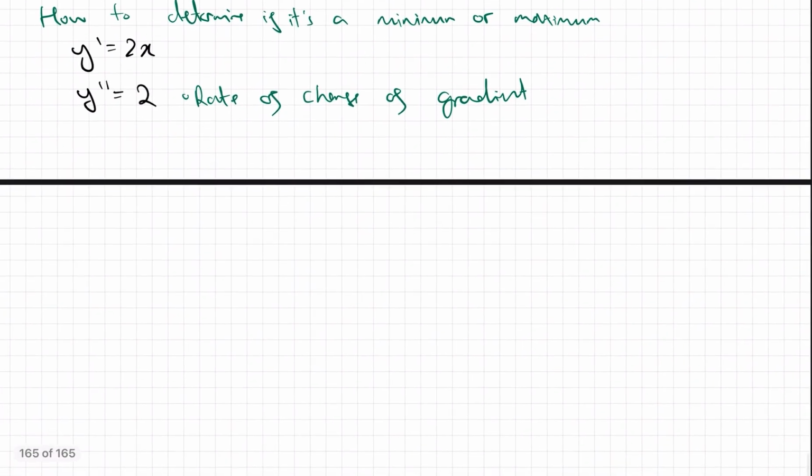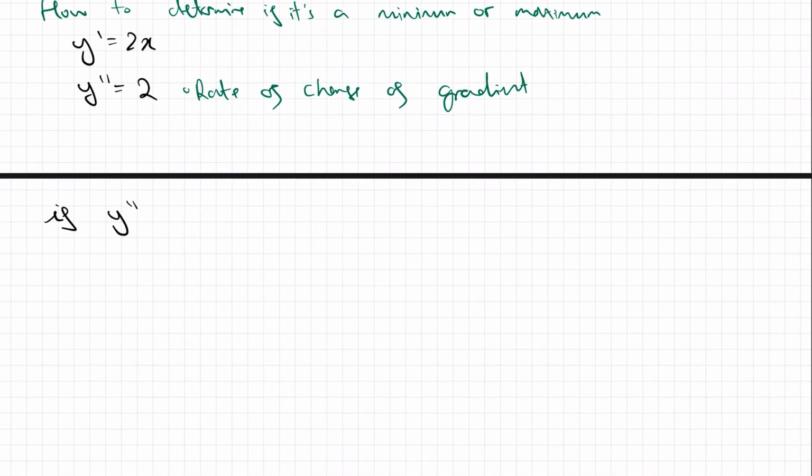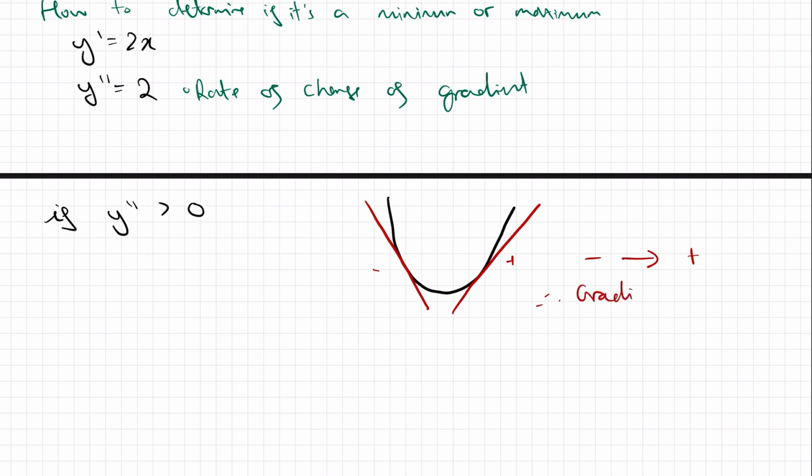So if the second derivative is greater than 0, then that means the gradient is actually getting bigger. What that would look like is here we have a negative gradient, and on this side of the stationary point we have a positive gradient. So you can see the gradient went from negative to positive, so the gradient is increasing, which is shown by the second derivative being greater than 0, and therefore you can see that this has to be a minimum, because the curve is going to reach a minimum point and then start increasing from there.